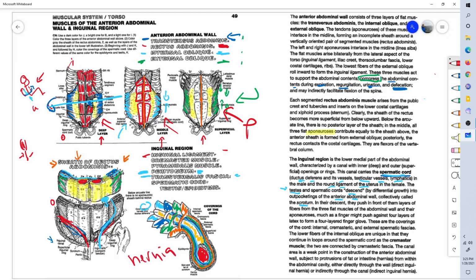A hernia is when any, this is called an inguinal hernia. Hernia means something that doesn't belong in one place pushes through to another place. So look, protrusions of fat or intestines, a hernia, from within the abdominal cavity. This can occur at just any weakness in the wall, in the sheath of the rectus abdominis.